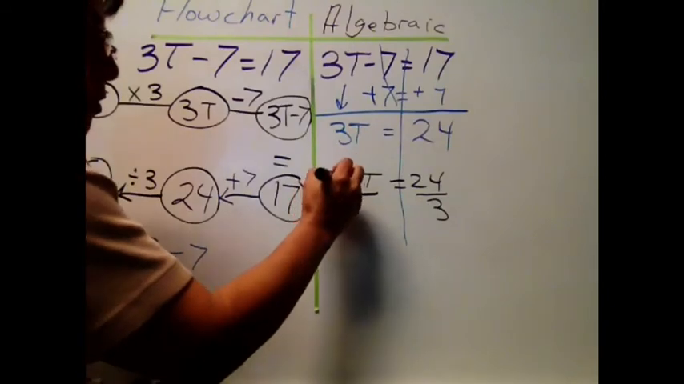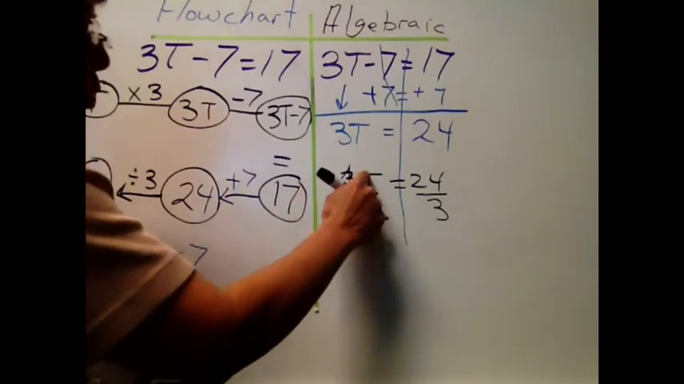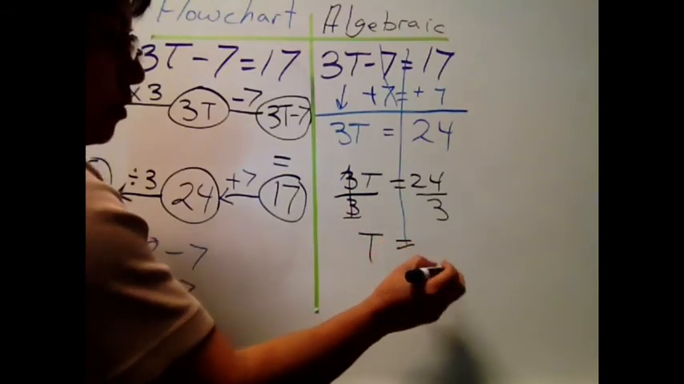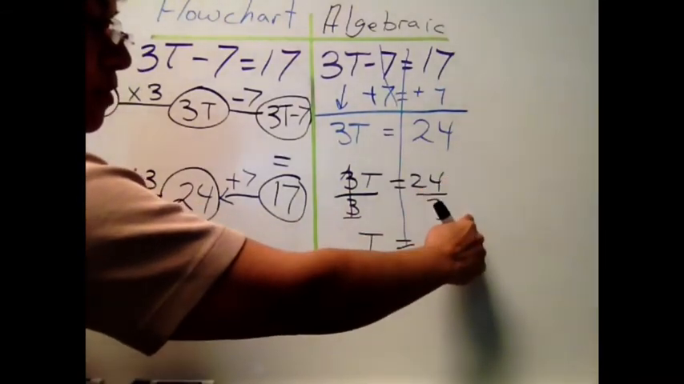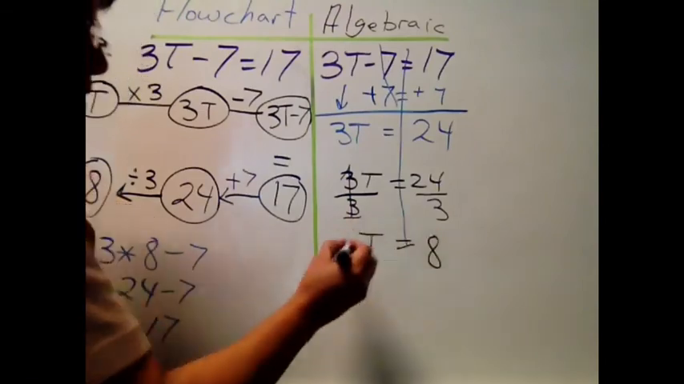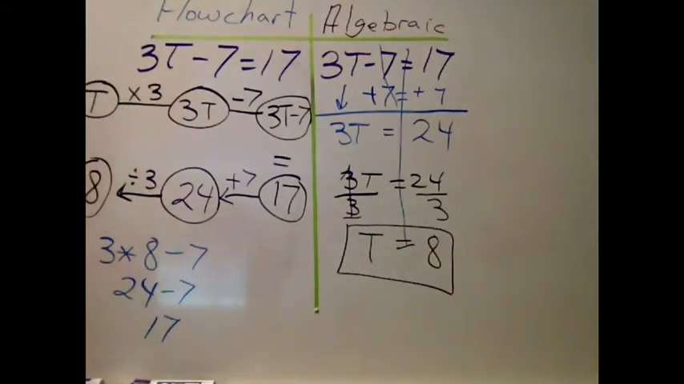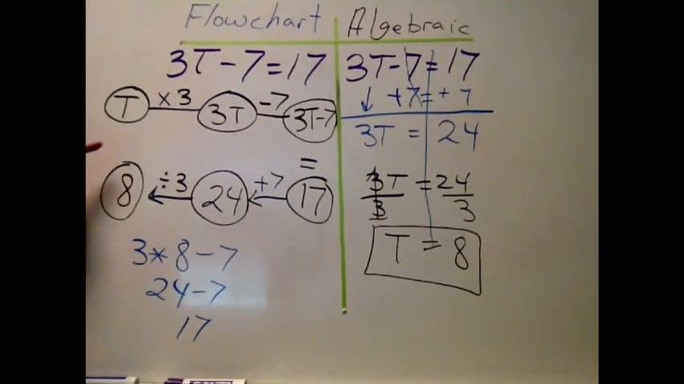3 over 3 equals 1. 1 times t is t. That equals 24 divided by 3, and oh, lo and behold, we get t equals 8. We found out over here on this side that t also equals 8. So that is our algebraic form. Again, we're just going step by step. What are we doing? And then we're going backward. See you in class.